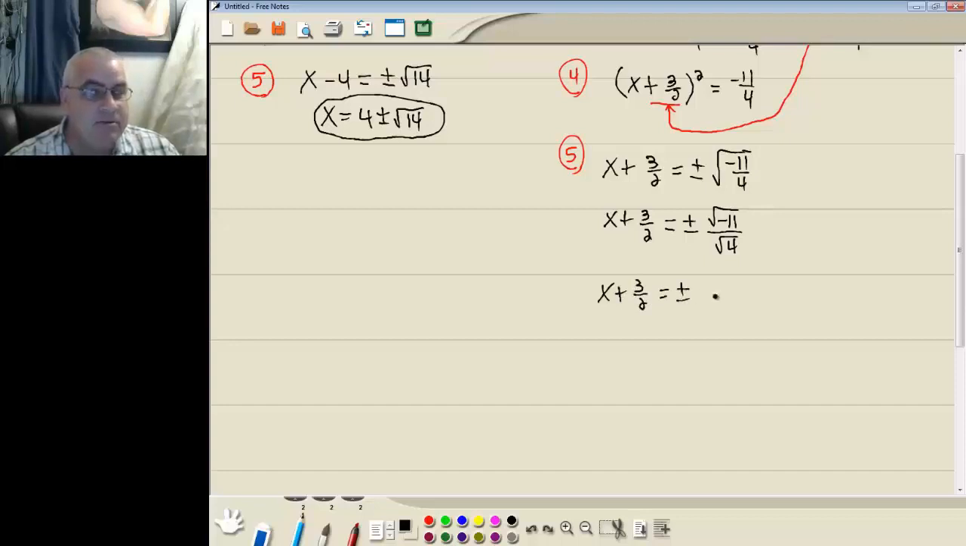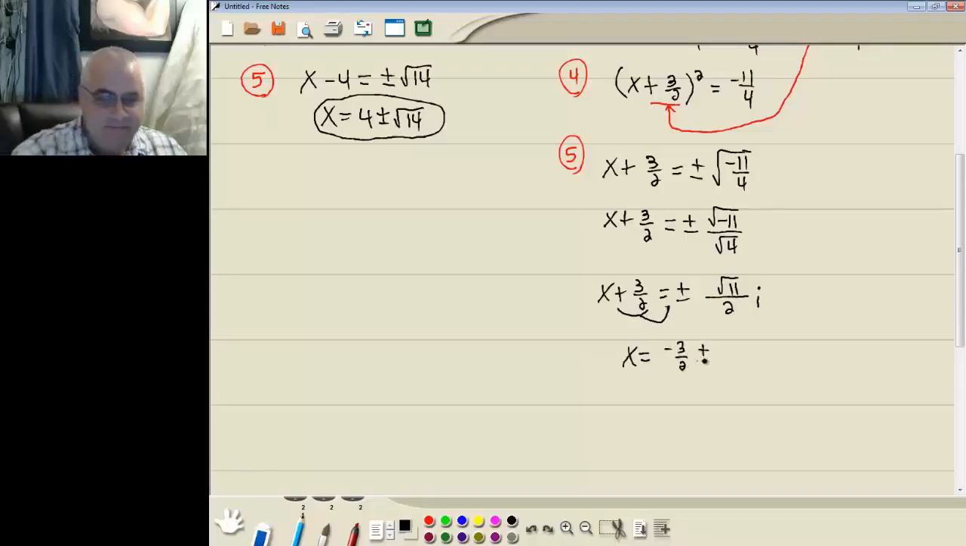Now up on top, notice we got a negative inside of our square root. If you remember, a negative inside of your square root gives you an i. So this is going to become square root of 11, and I'll go ahead and put the i to the side, like that. Now we're solving for x, so I'm going to take the 3/2 and move it over. So we got x is equal to -3/2 plus or minus square root 11 over 2 i. And that's our answer.